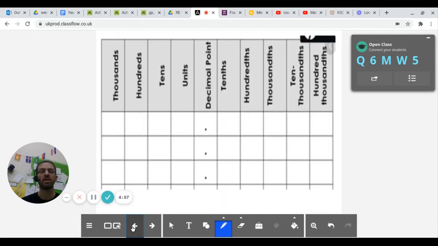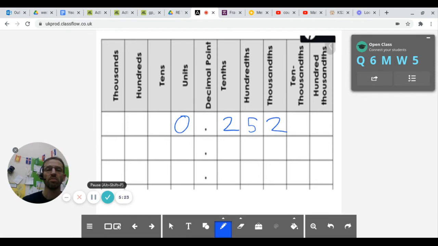So 0.252, and you multiply it by 1,000. There's my 0.252, and I've got to move everything over to the left-hand side 3 places. So the 0 we can ignore, and the 2 is going to jump 1 place, not into the decimal column. Decimal column is just for decimals. Don't let anything else go in there. It's just for decimals.